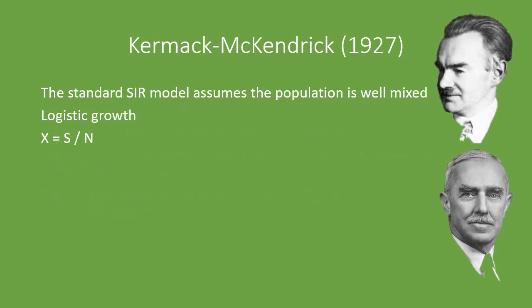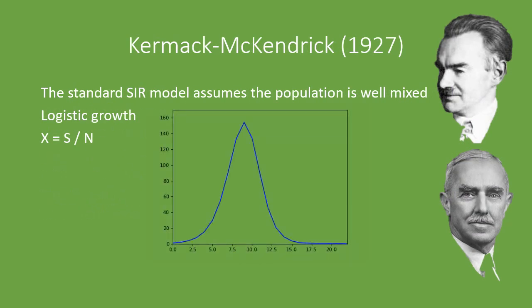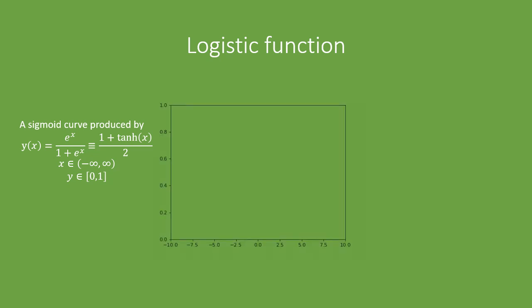In 1927, the blind biochemist William Kermack and the physician Anderson McKendrick produced a model which has good agreement with a number of data sets and has come to be known as the standard SIR model. The infected equation of which is the imbalance between logistic growth and exponential decay. The logistic function is merely a transform of the hyperbolic tangent and maps the infinite range to the finite.